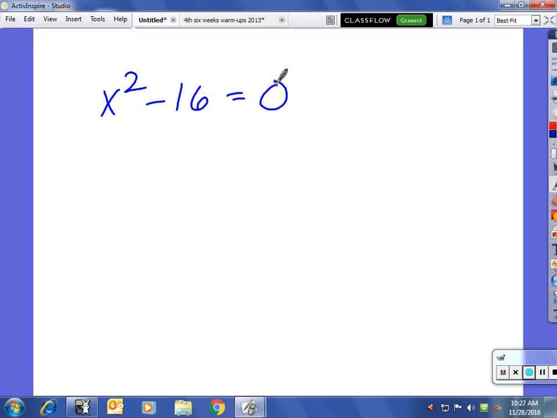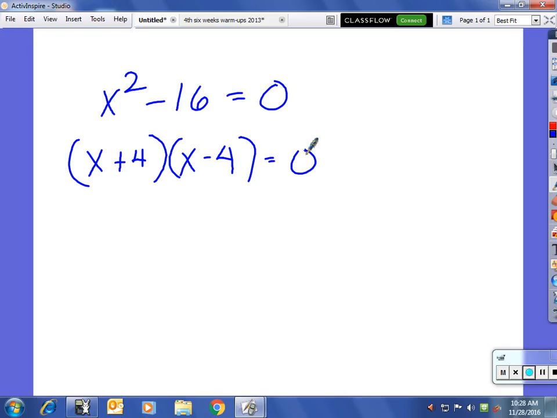If the b is missing, what does this usually turn into? Or what does this usually mean is going to happen here? The middle b is 0. 0x is in the middle. But when the b is not there, that's usually an indication that you're looking at the difference of two squares. Is this a difference and are they perfect squares? Yes, that means it's super easy to factor. What does it factor into? X plus 4, x minus 4.